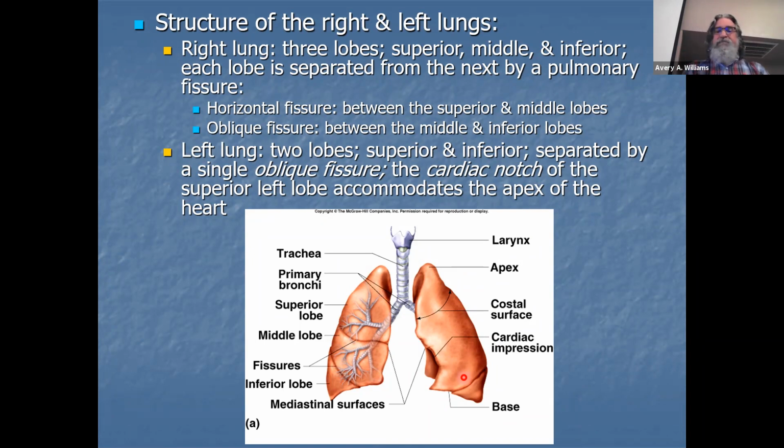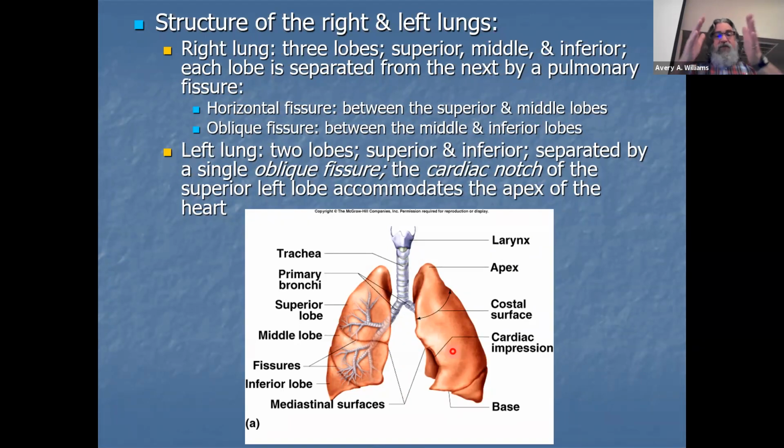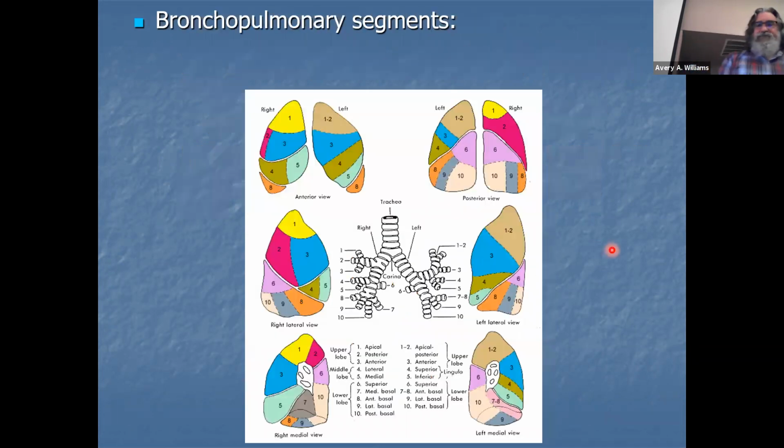Another noteworthy feature associated with the left lung is the cardiac notch, or sometimes called cardiac impression, that you see in the left superior lobe. That's to accommodate the apex of the heart. Remember the shape of the heart has a base and an apex? Well, the apex, the pointed part, doesn't point straight down. It kind of points to the left. And so it's kind of notched out right there. You don't have anything like that in the right lung. It's there to accommodate the heart. So that's that.